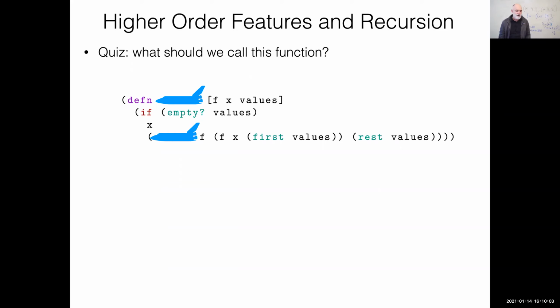So what should we call this function? What does it do? Obviously, the space shuttle is blocking out the function name. So f is a function, x is a starting value, and values is a list. I'll give you that much.